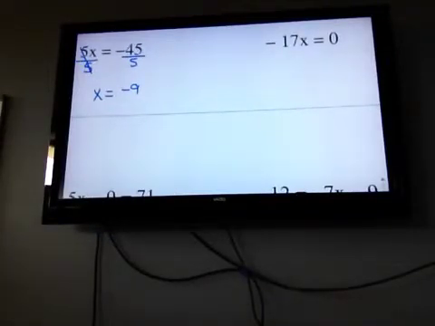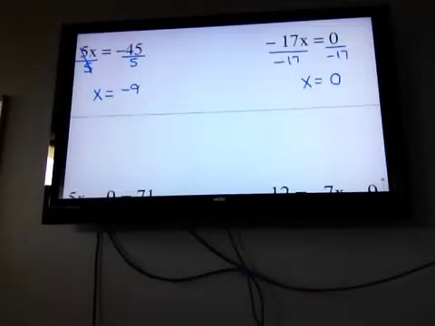Negative 17x equals 0. So that's a negative 17 times x. So to get rid of negative 17, I'm going to divide by negative 17. And I have x equals 0 divided by negative 17 is 0. 0 can be an answer.